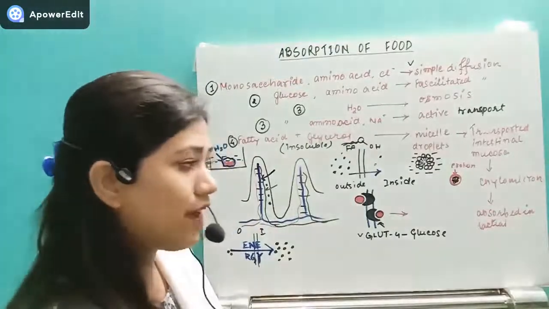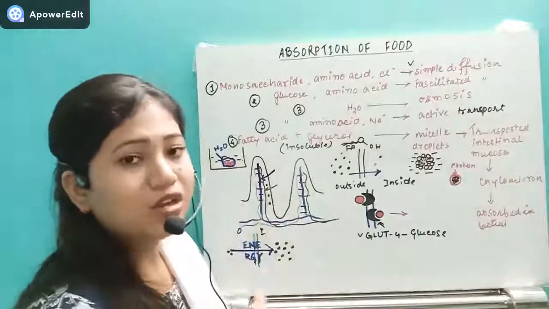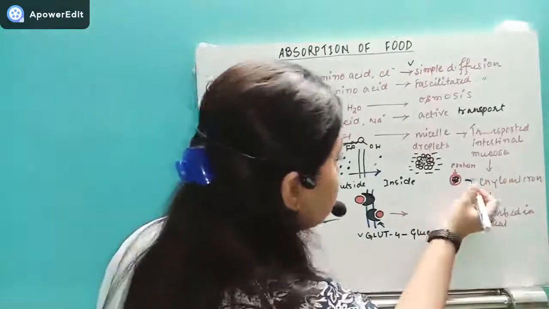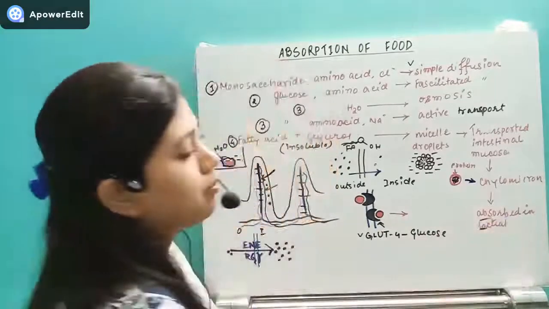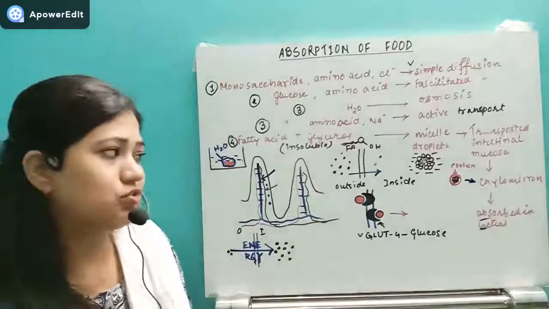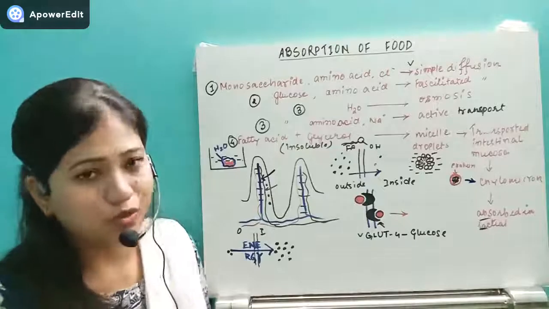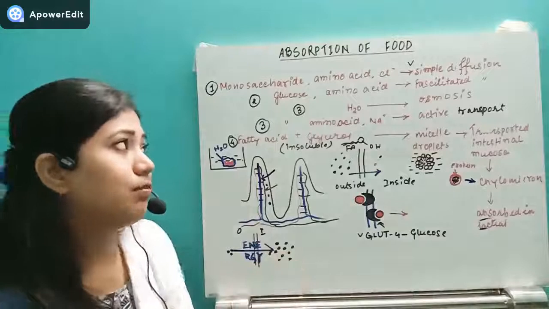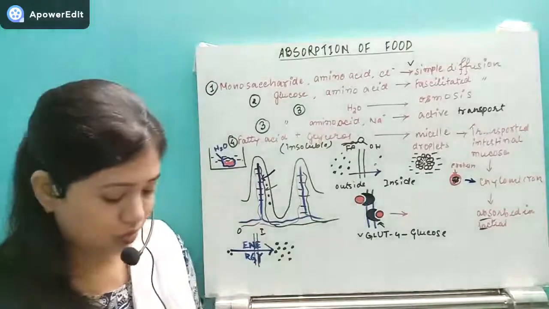So whenever that fat has a protein layer around it, that will be known as the chylomicrons, and these chylomicrons will be absorbed by the lacteals. So this way the fats will be absorbed inside our body. So this way we have completed the process of absorption.